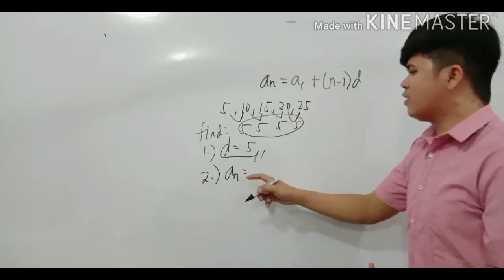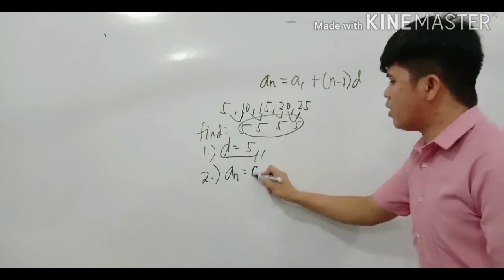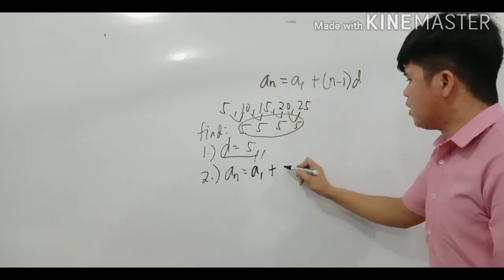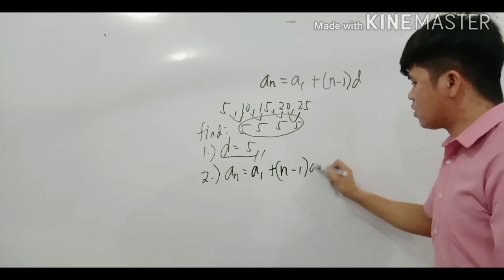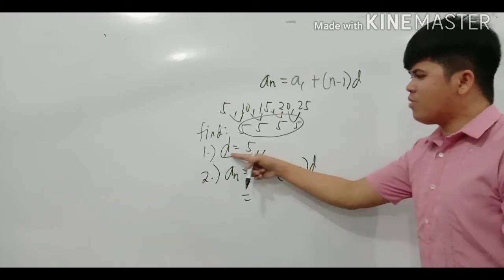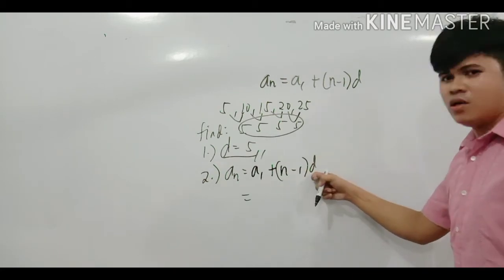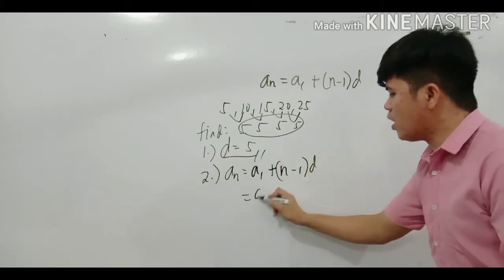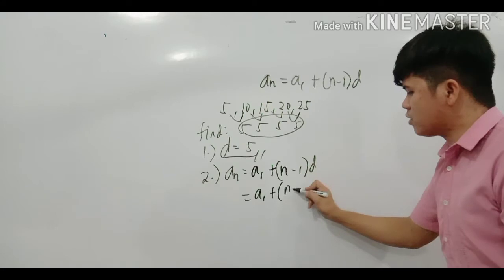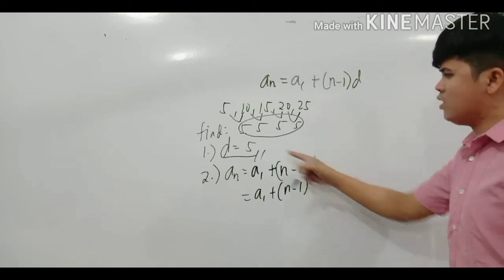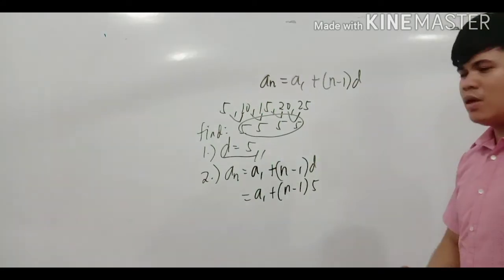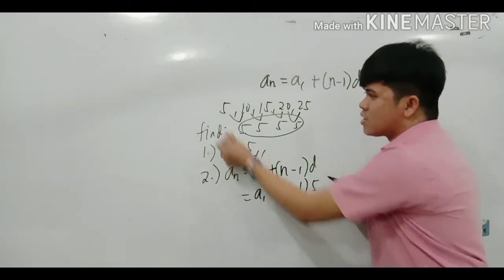Alright, so the formula is this one. We have a sub 1 plus n minus 1 times d. We have here the common difference is 5, so we simply substitute the 5. So we have a sub 1 plus the quantity of n minus 1, then our d, we write as 5. Then, our first data is given.